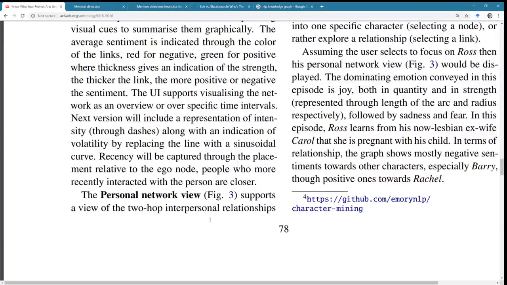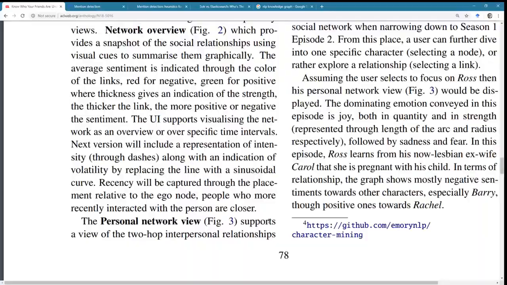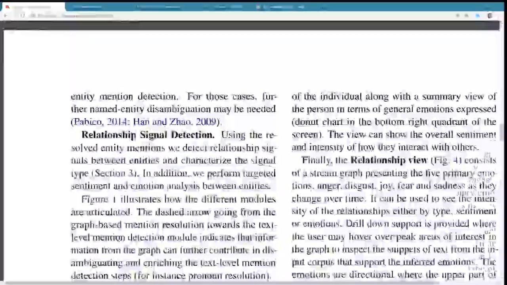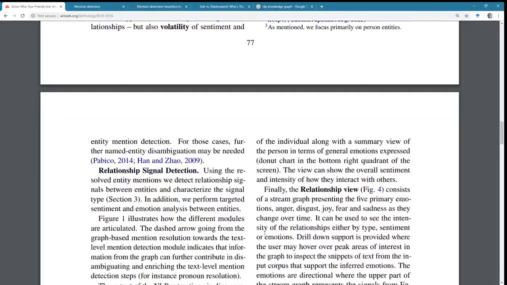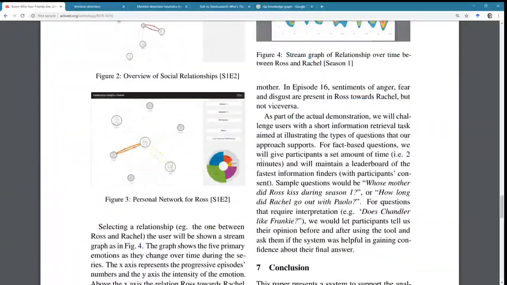All right, the personal network view, figure 3, supports the view of the 2-hop interpersonal relationships. So like friend of a friend. Scroll, of the individual, along with a summary view. I'm gonna zoom in a little bit so I don't have to scroll back and forth. Of the person in terms of general emotions expressed. Donut chart in the bottom right quadrant of the screen. The view can show the overall sentiment and intensity of how they interact with others. Okay, so we're looking at Ross.